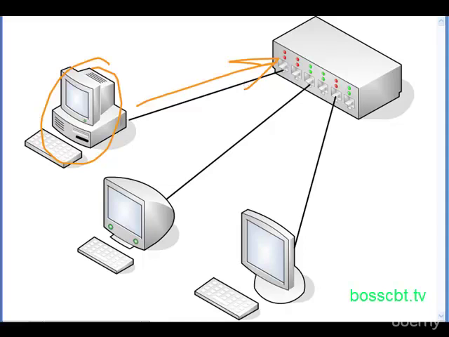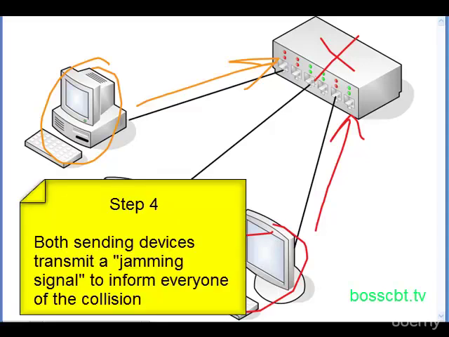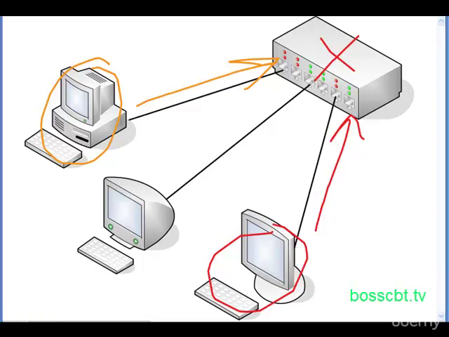Now, if a collision did happen, so let's say down here, at the same exact time we source a frame and they meet up and they do collide, both devices are listening and both devices detect that a collision has occurred. So what they then do is they both send what's known as a jamming signal out to the network, to all connected devices. And that is simply to let everyone know, hey, a collision has occurred.